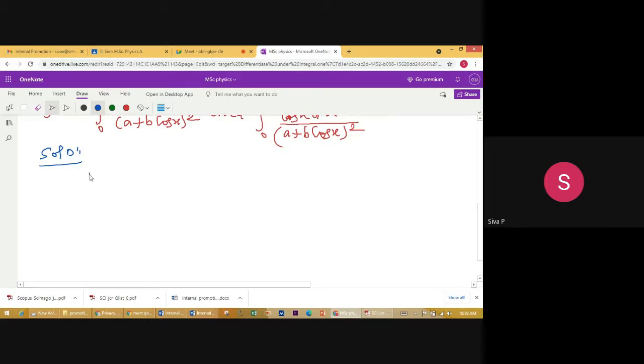Integral over 0 to pi of dx divided by a plus b cos x is equal to pi by square root of a square minus b square. This is equation number 1. So that is given.